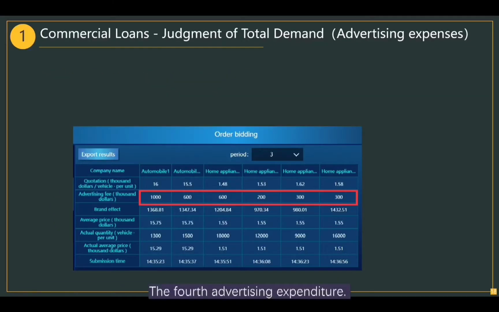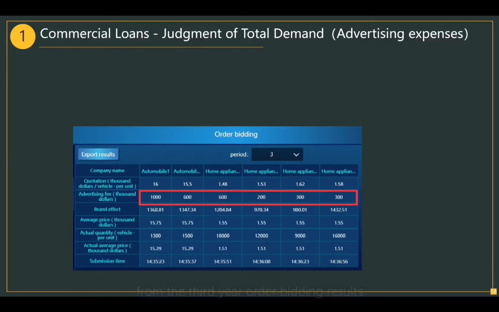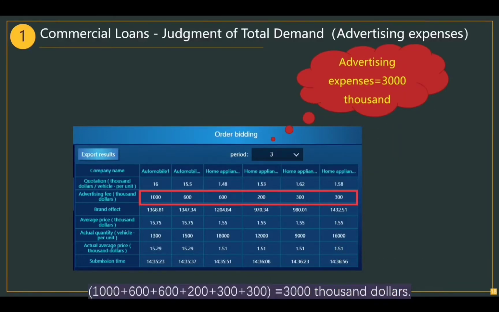The fourth, advertising expenditure. We can calculate the total advertising expenses for the third year from the third year order bidding results. 1,000 plus 600 plus 600 plus 200 plus 300 plus 300 is equal to $3,000.